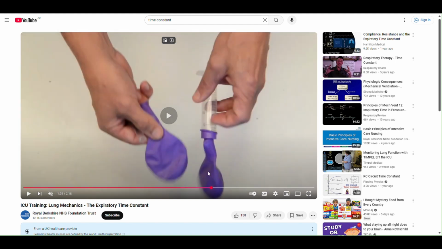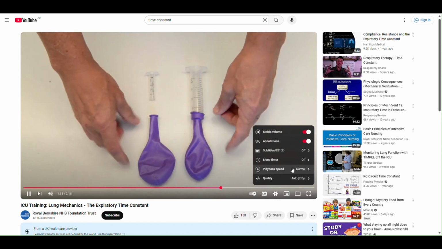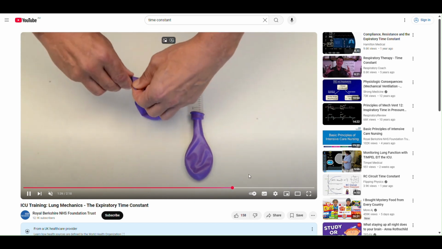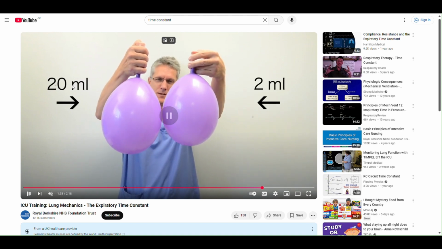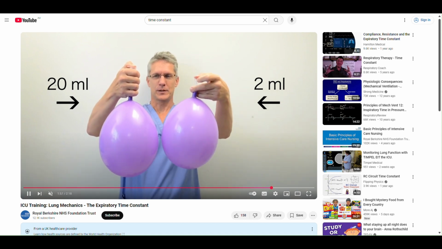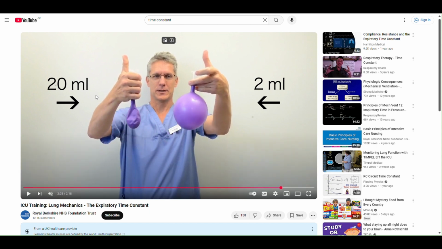Now watch with me as this guy blows the balloons. Okay, so he's filling up the balloons. What happens? He's blown it. The one on the left is low resistance. The one on the right is high resistance. Look what happens. Ready? Go. What happens? The low resistance empties quickly, deflates quickly. The high resistance takes a longer time. It still does it, but it takes a longer time.